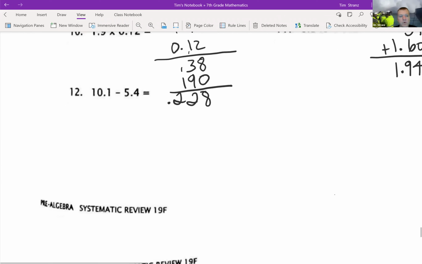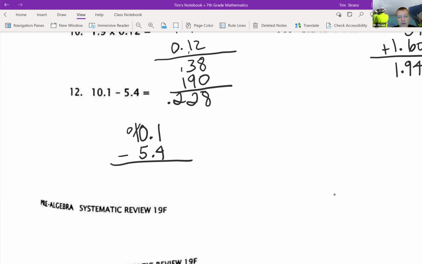All right, then the last one, we got 10.1 minus 5.4. Again, when you're subtracting, you also want to make sure that decimals line up. So you got to go all the way over to this 1 to borrow 1. This becomes a 10. Okay, but I'm going to have to borrow 1 from there. So that becomes a 9. That becomes 11. 11 minus 4 is 7. 9 minus 5 is 4. And there you go, 4.7. Okay.